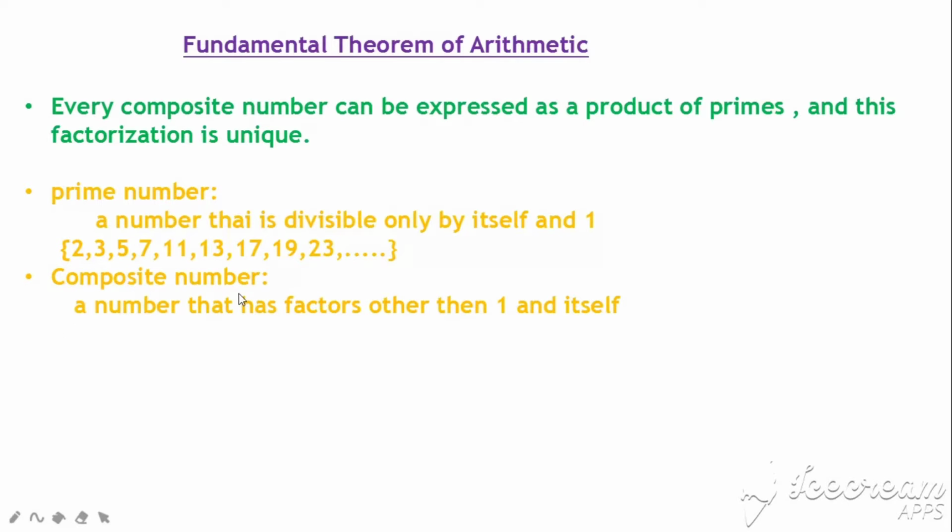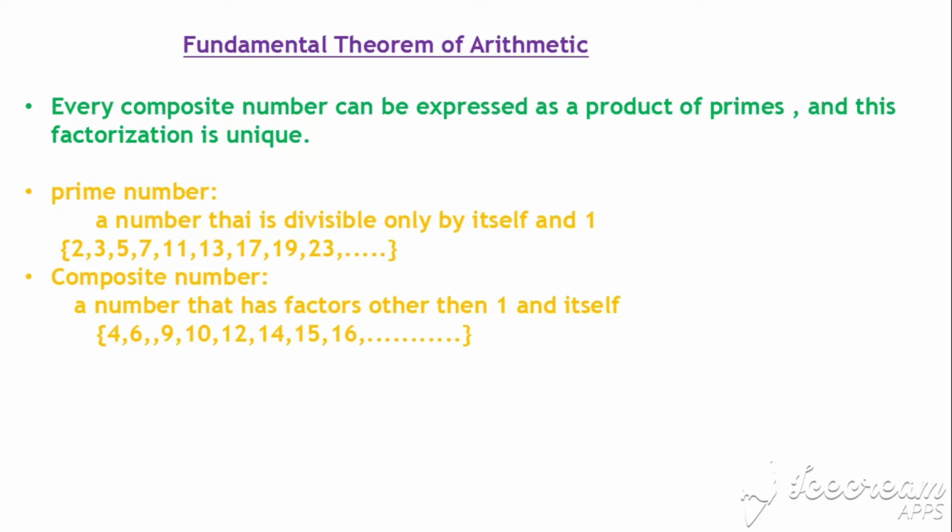What is a composite number? A number that has factors other than 1 and itself is known as a composite number. Examples of composite numbers can be 4, 6, 8, 9, 10, 12, 14, 15, 16 and so on. The numbers which are not prime are known as composite numbers. You can easily call it a composite number.